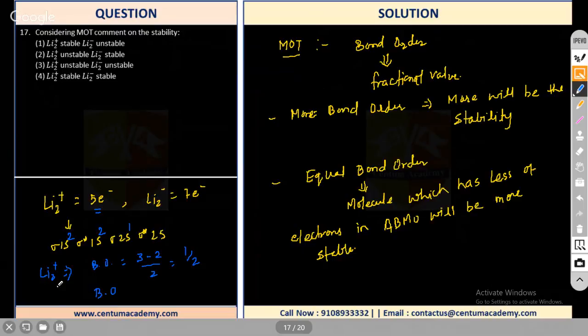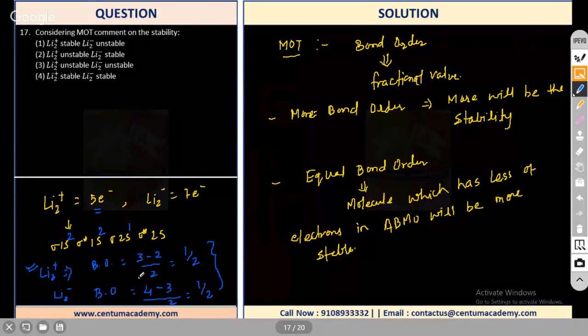Similarly, the bond order for Li2 minus will be what? 7 electrons, so 2, 4, 6 and 7, right? So 3 electrons in anti-bonding and 4 electrons in bonding, divided by 2. This is again 1 by 2. So you see the bond order for the two molecules is the same, but here the number of electrons in the anti-bonding molecular orbital is 2, and here it is 3. That's why Li2 minus will be less stable than Li2 plus. So this is the option we have: Li2 plus stable, Li2 minus unstable. So the answer will be option 1.